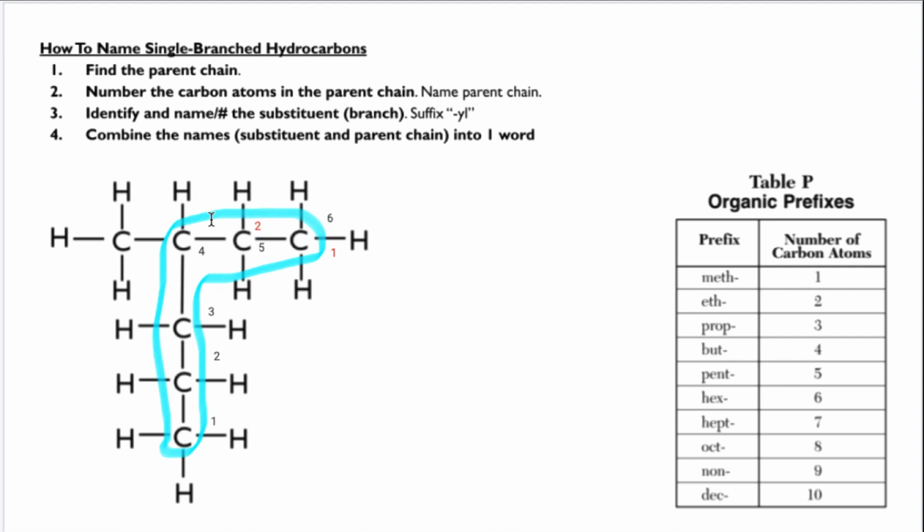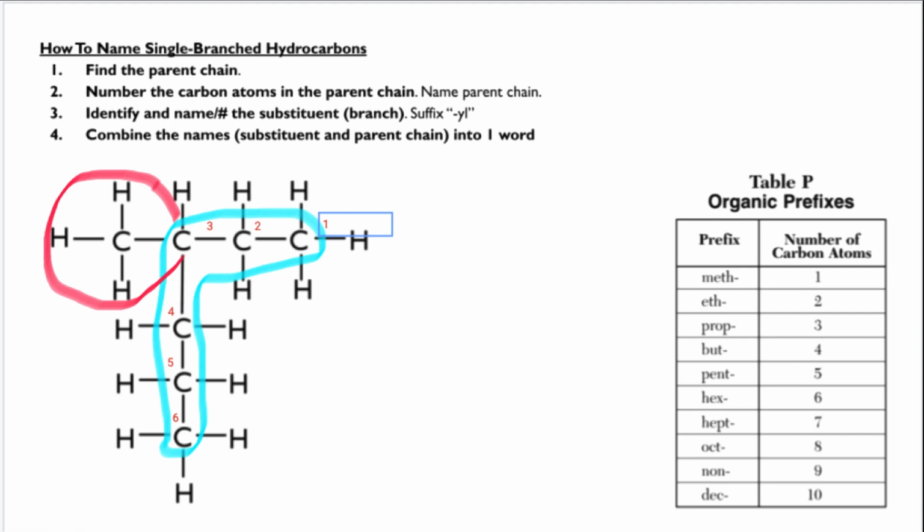2, 3, 4, 5, 6. Now, I want to pick the way of numbering that puts the lower number on the branched carbon. So that branch is coming off right here. So what would give this carbon a lower number? Well, my red numbering system gives this carbon a lower number. It gives it a 3 instead of a 4. So I'm going to go with that numbering system.